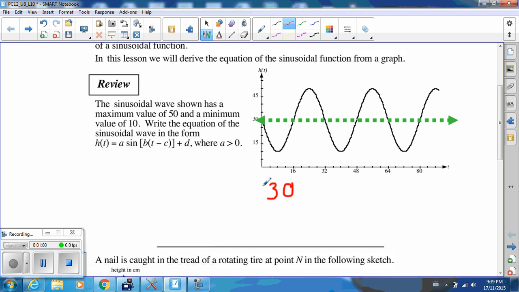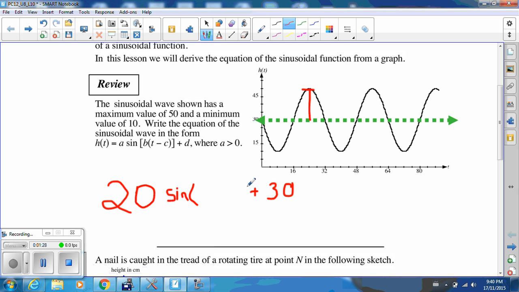I'm not doing this with a smartboard, so you'll have to excuse my writing and my slowness. My a value is always the same distance above and below my midline, which in this case is going to be 20. So my a value is 20 over here. And then it's going to be sine of, need my b value, which is again 2 pi over my period.